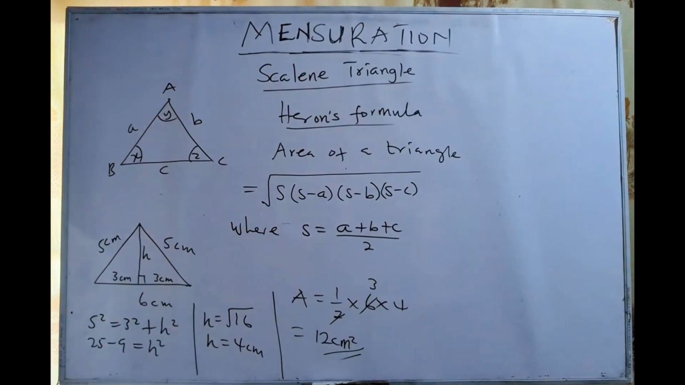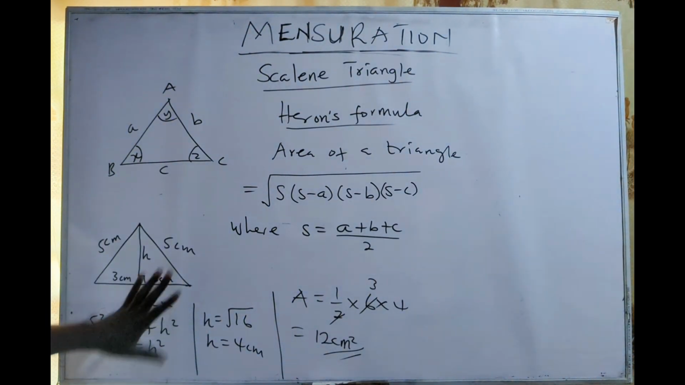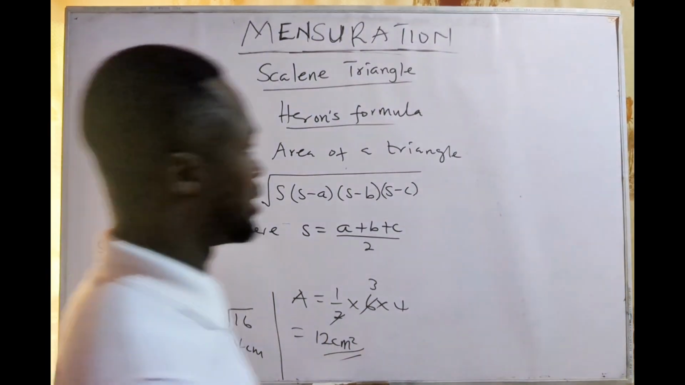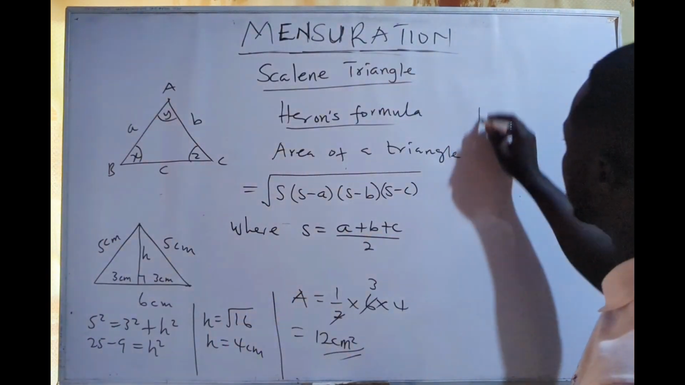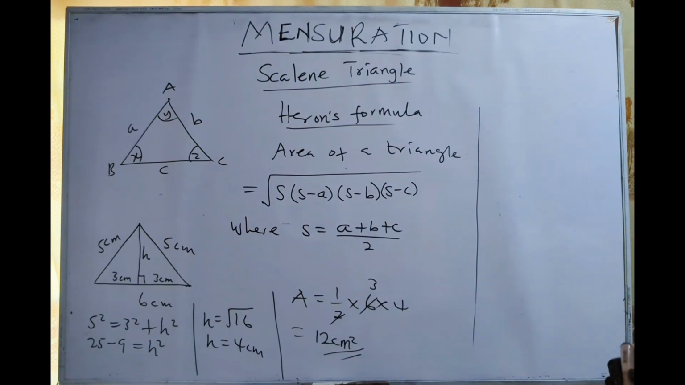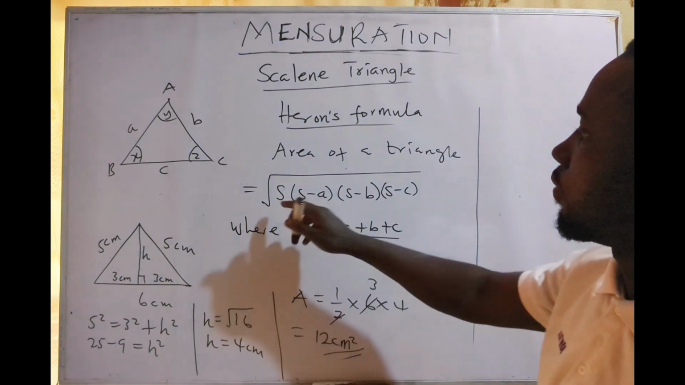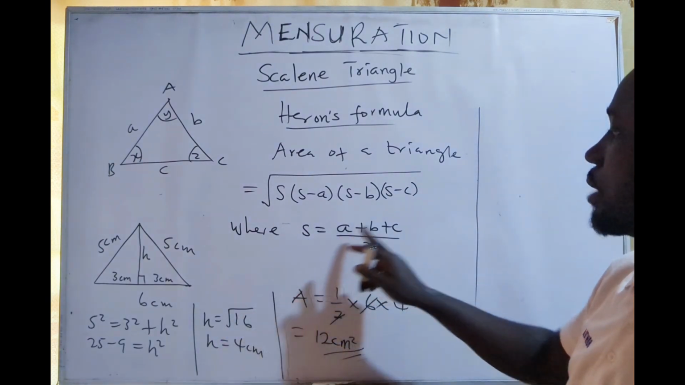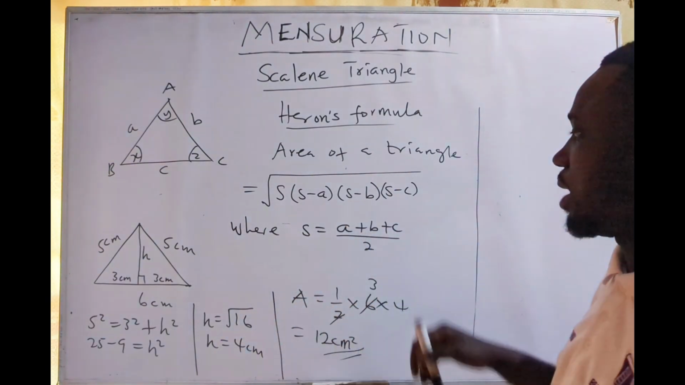So I'm going to test Heron's formula for finding the area, to see if I get the same answer. Heron's formula says that the area is the square root of s into bracket s minus a, s minus b, s minus c, where s is the perimeter divided by 2.